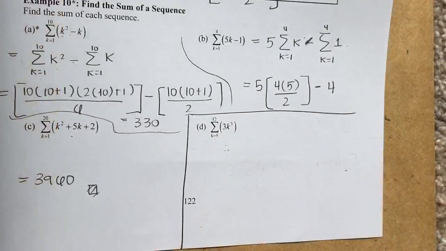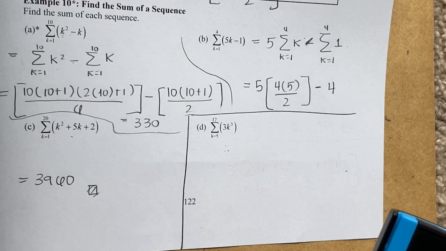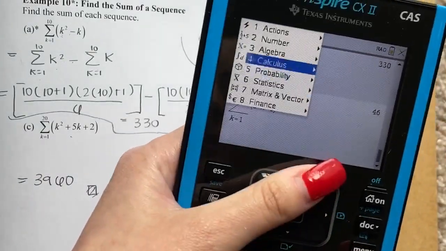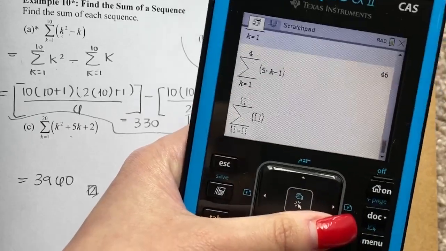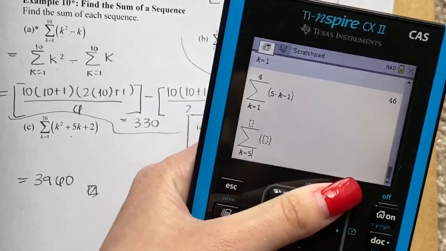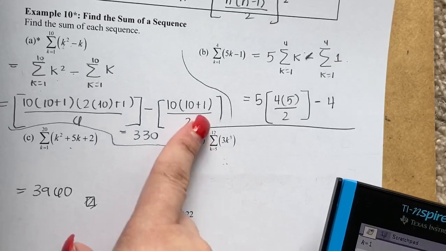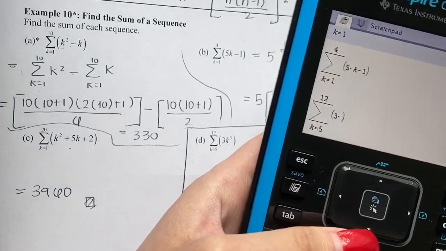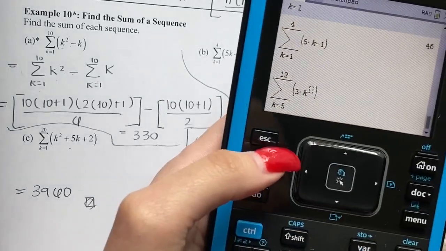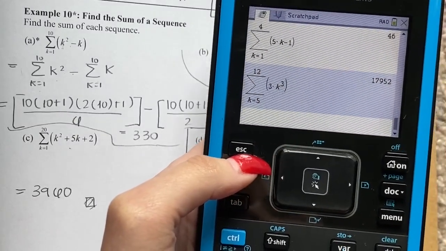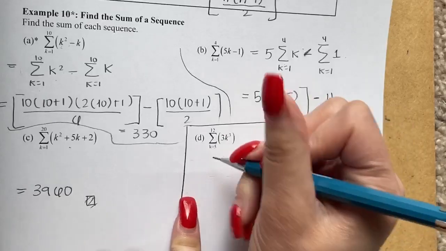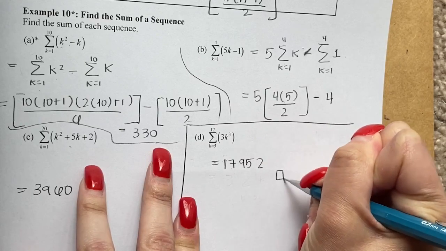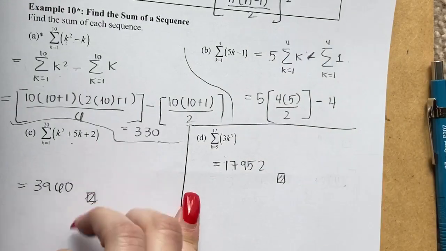And so for the last example that we have over here, we are going to plug it directly in the calculator. So I go to calculus, sum, after sum you have k equal to 5, because 5 was the lower limit here, the upper bound is 12, and then here is 3 times k to the power of 3. So you have that, and the value is going to be equal to 17,952, and that's going to be your answer. So feel free to use a calculator.